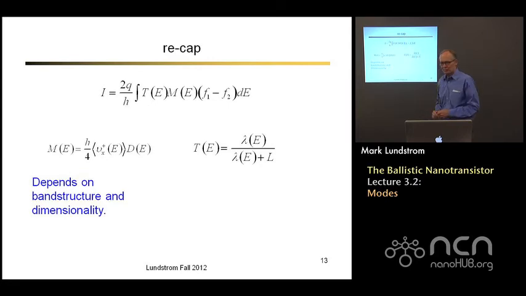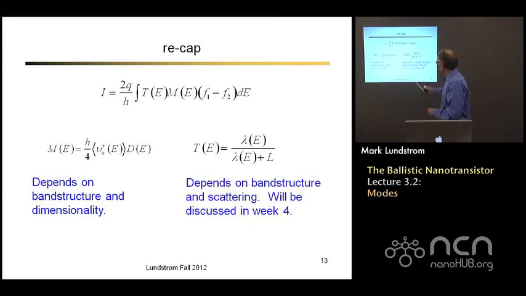And we have transmission. We have given you an expression that looks plausible, although we haven't talked about it in a lot of detail. When we talk more about scattering, we will discuss more about transmission. It depends on band structure, because that's what gives us this velocity, but it also depends on the physics of scattering. So that's something that I'll ask you to accept for the time being, and we'll get more comfortable with it later on in the course.